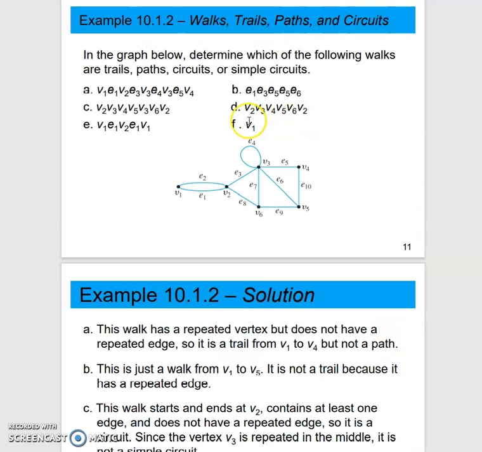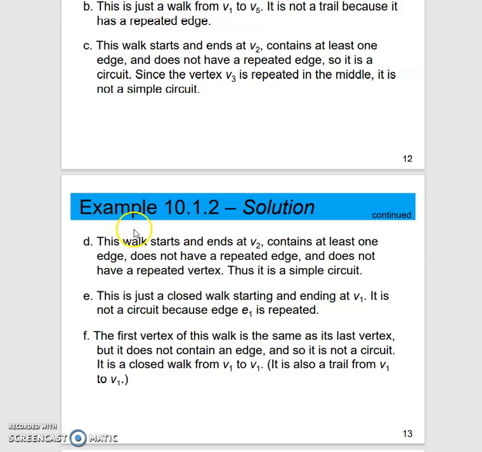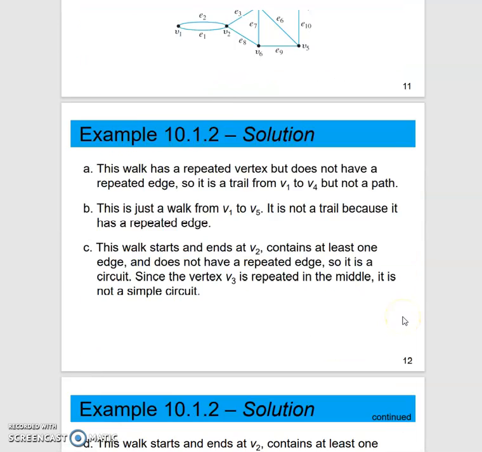Option D, I'm going to go V2 to V3, to V4, to V5, to V6, to V2. So I went basically along that little house. And going there, it is definitely a walk. We start and end at V2. We've got at least one edge, no repeated edge, and no repeated vertex. So that is a simple circuit.